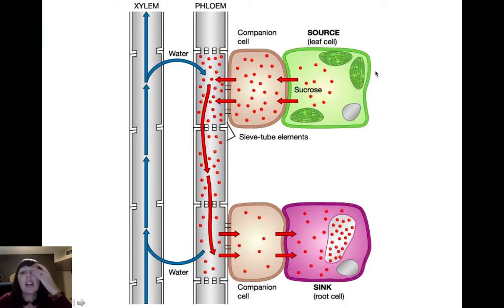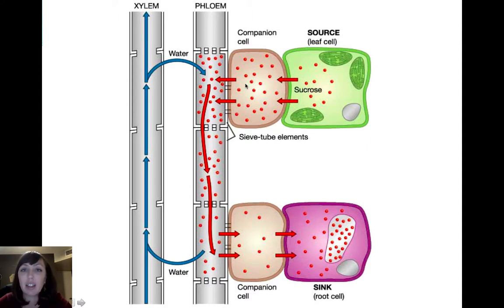And your source cell is where, most of the time, photosynthesis is happening. And sucrose is combined from glucose and fructose, right? So sucrose is a stable molecule to travel through the plant. And so sucrose is being loaded, okay, from the source cell into the companion cell.